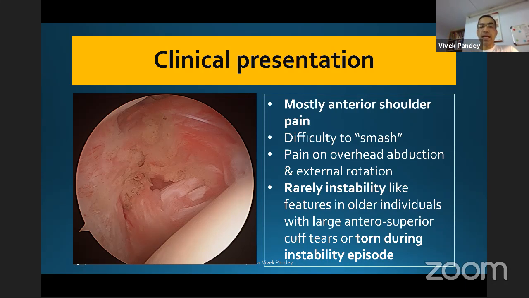Some of them will say that they find it difficult to smash, because when you smash, you take your arm outwards, that is external rotation, and then you really need good power to internally rotate. So if the subscap is torn, the patient will find difficulty to smash. There may be pain on overhead abduction and external rotation, because that's the position in which the shoulder is really stretched out. Sometimes patients may have instability-like features, especially in older individuals who have large anterosuperior cuff tears or torn during the instability episodes.